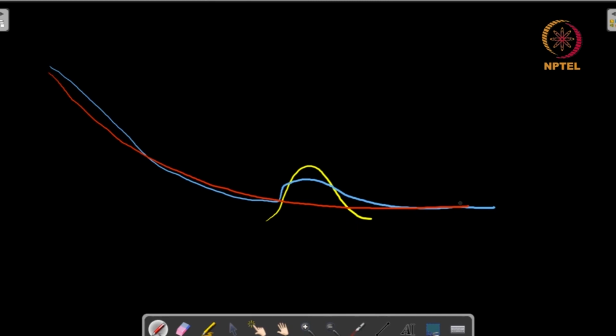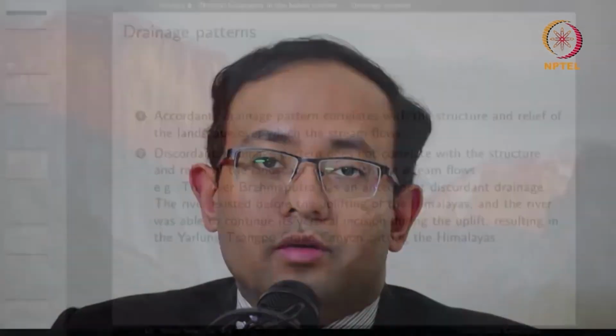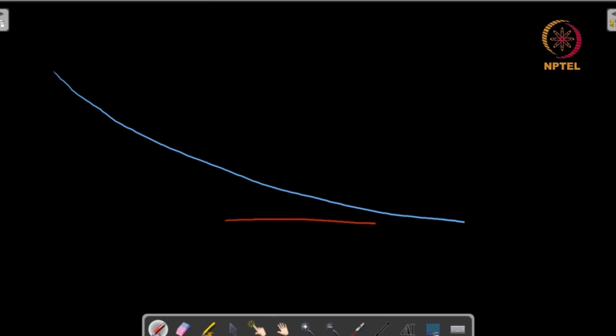Now, in the normal sense, we do not expect a river to perform a very great amount of cutting if it encounters a hill. The easy way is to just bypass the hill. But we can observe a discordant pattern in situations such as if there is an uplift that is going on. So in this case, it is possible that the river was flowing like this, following the earlier slope of the land, but then there was an elevation of this portion.